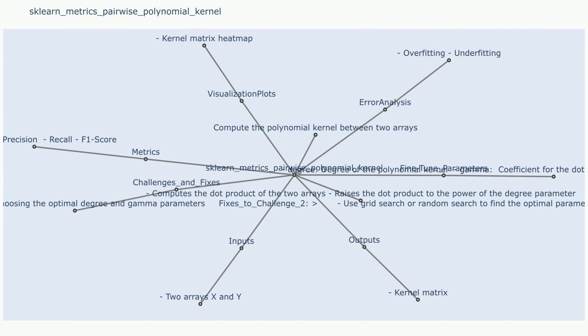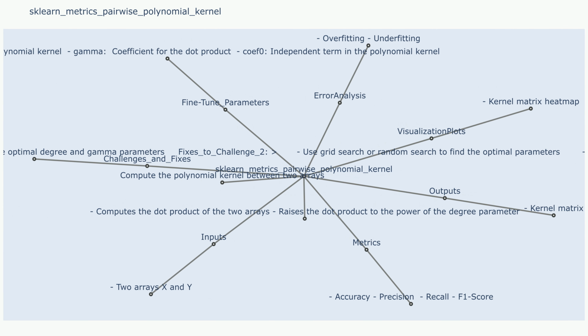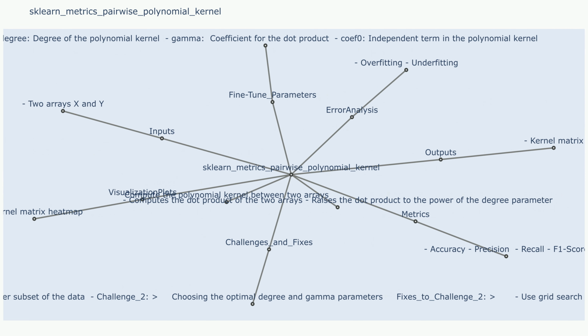Uncertainty methods. Cross-validation: dividing the data into multiple folds and training the model on different combinations of folds to estimate the model's performance on unseen data. Bootstrapping: resampling the data with replacement to generate multiple datasets and training a model on each dataset to estimate the model's variability. Challenges and fixes.